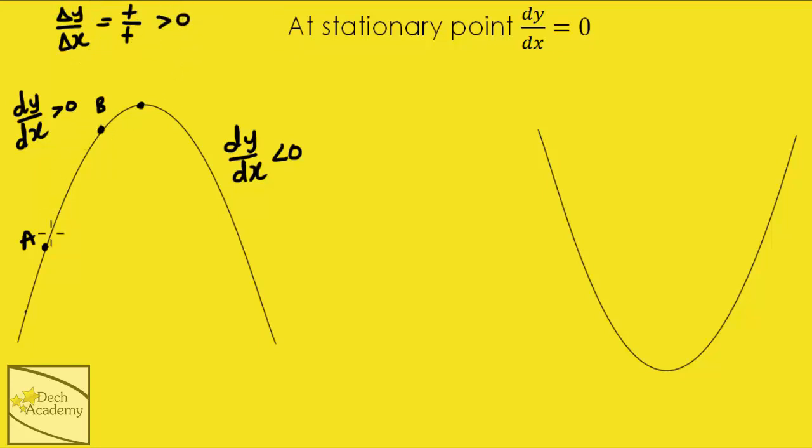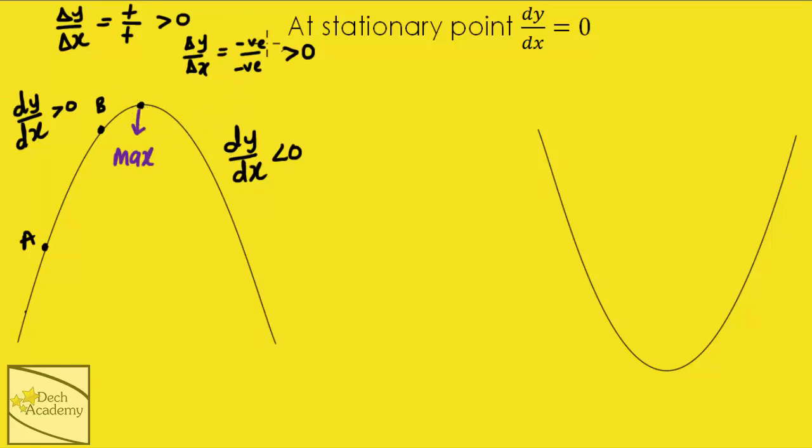But if you're moving from B to A, the y coordinate decreases and the x coordinate decreases because you're moving to the left in the x direction. So delta y, the change in y, is negative and the change in x is also negative, which means that delta y divided by delta x is going to be a positive number. A negative number divided by a negative number is positive. So dy/dx is also greater than 0. So that's what this means. The change in y divided by the change in x is always greater than 0 to the left of the maximum. This point here is the maximum, the highest point of the curve.